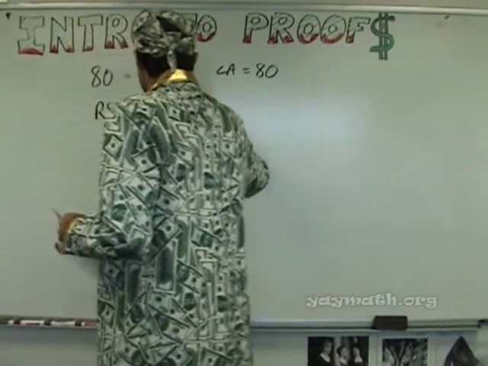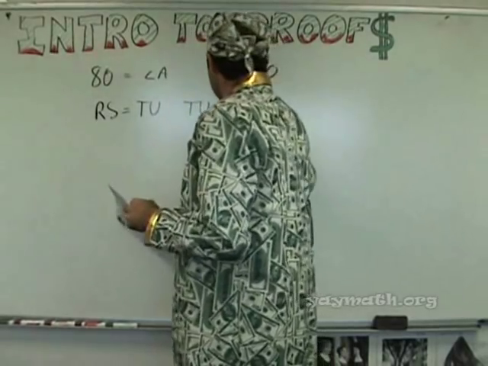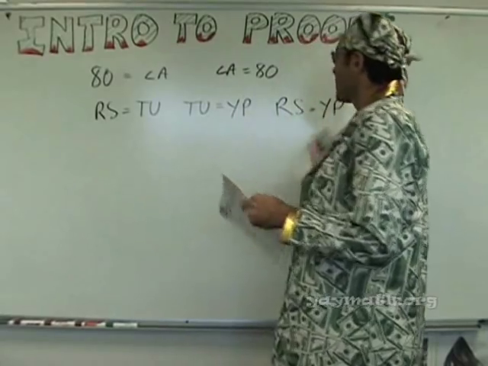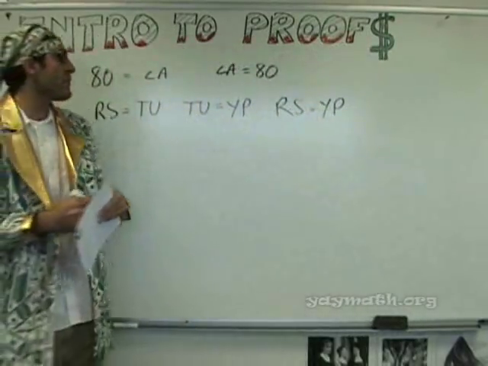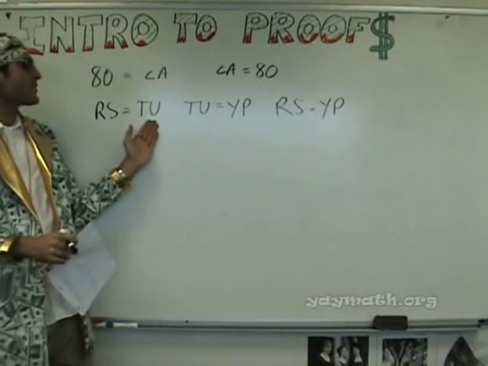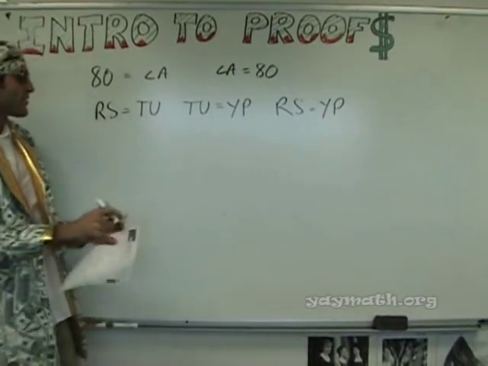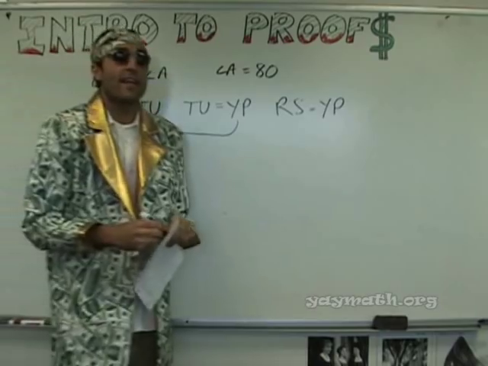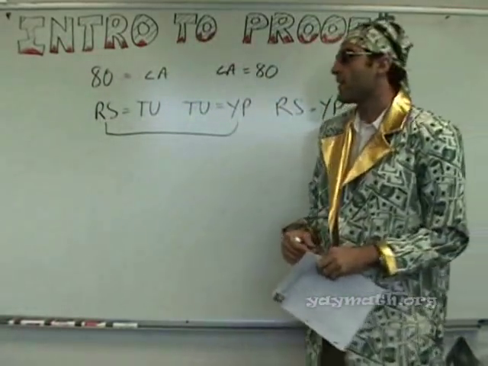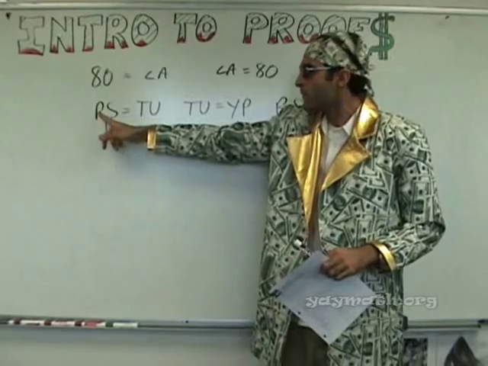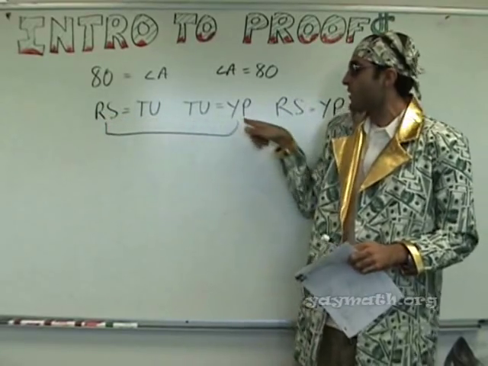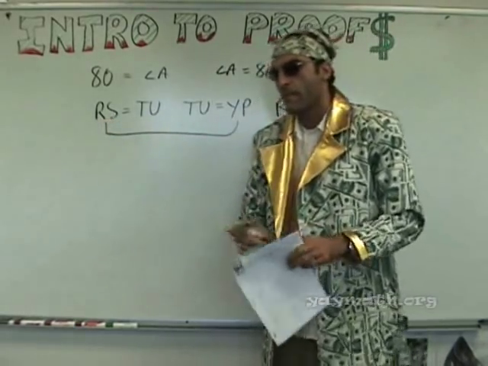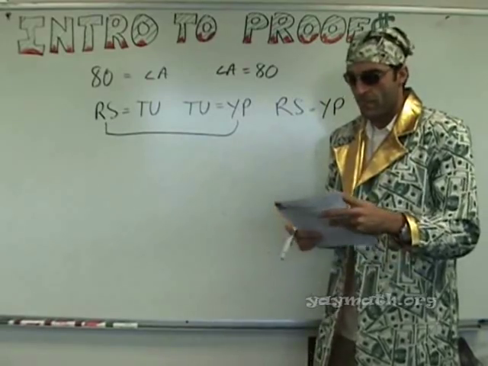RS equals YP. Look at that one. You see the link? RS equals TU, TU equals YP. So now we connect the beginning and the end. Transitive property, right. Transitive property is when you start at the beginning, you go to TU, TU connects to another, and so we connect beginning to end. Keep that in mind. It's going to come up again. Next one.